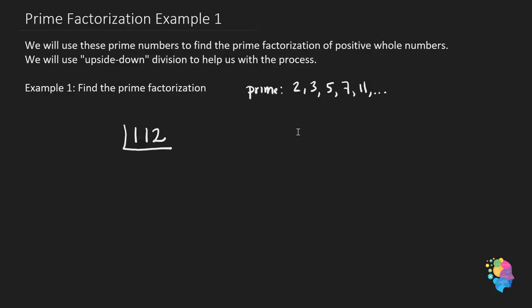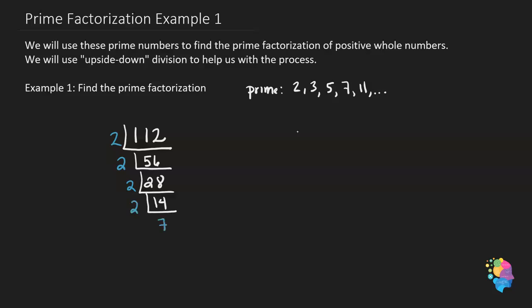So let's start with 112. When I divide 112 by 2, I get 56. And then I can still divide 56 by 2. And when I do that, I get 28. And then I can divide 28 again by 2. And I get a 14. And then we are able to divide once more that 14 by 2. And we get a 7.